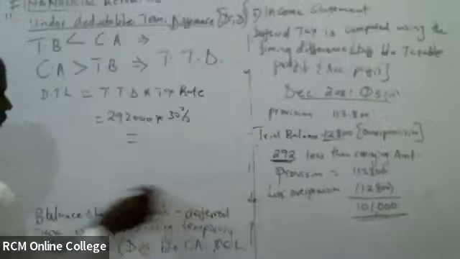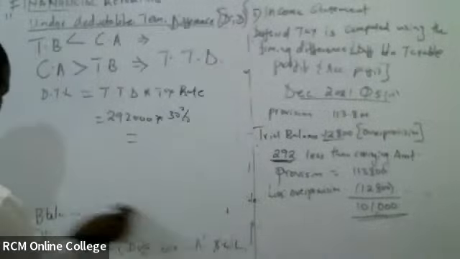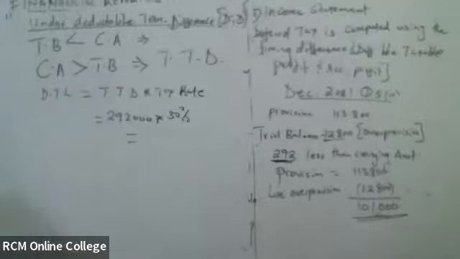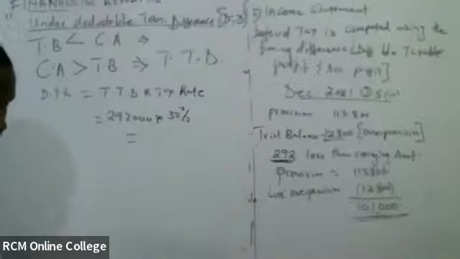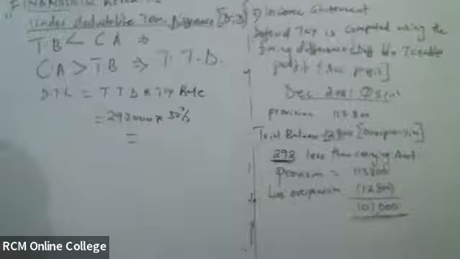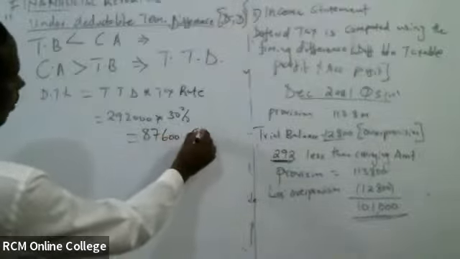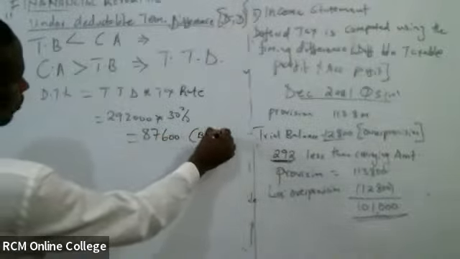What will be our deferred tax liability? How much will that be? Deferred tax liability, how much? 87,600. This is the balance that will be carried down.